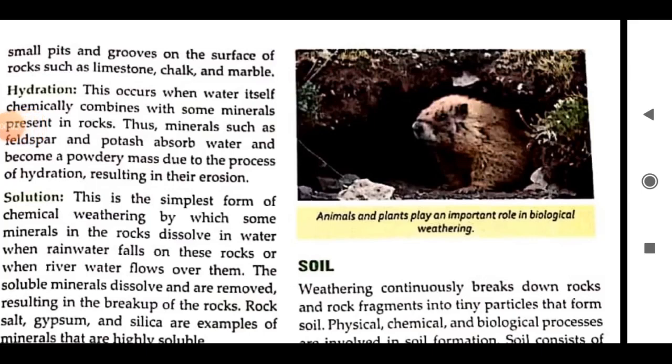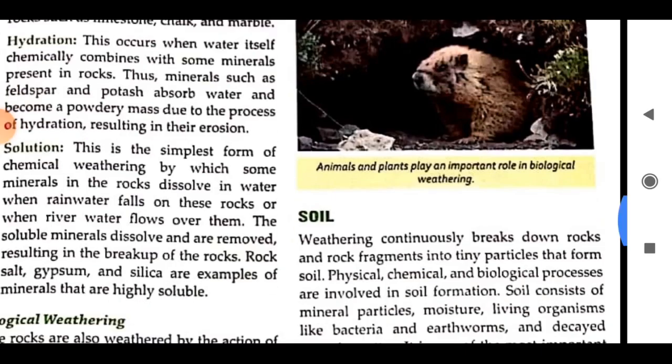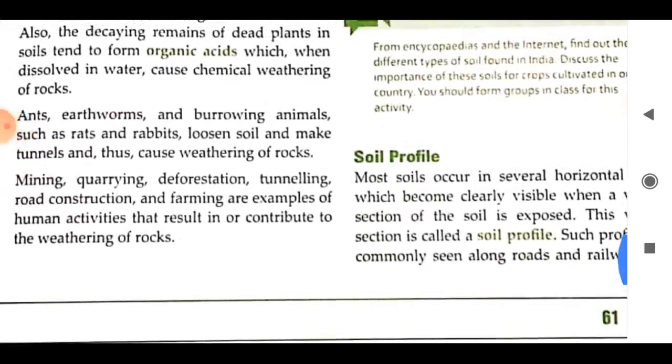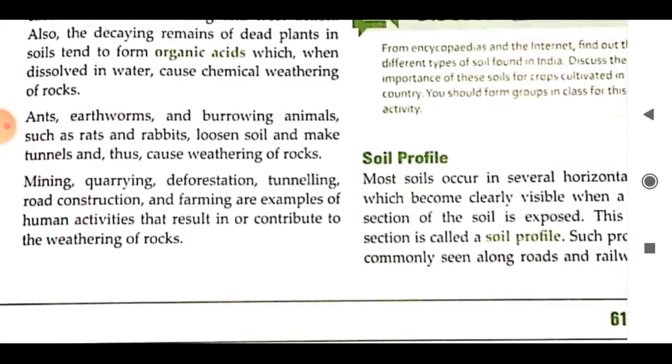Biological weathering by animals. Ants, earthworms, rabbits, rats. This type of animals loosen soil and make tunnels and thus cause weathering of rocks. Mining, deforestation, road construction are the examples of human activities that causes weathering of rocks.